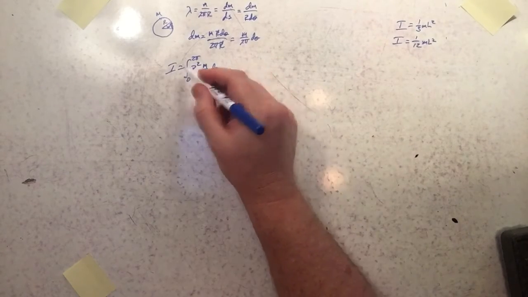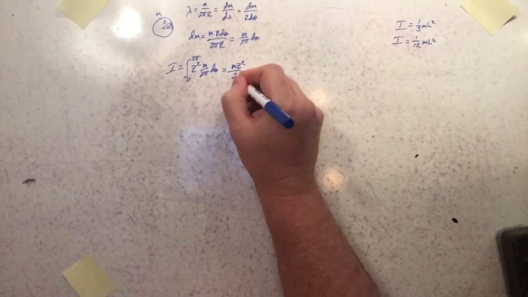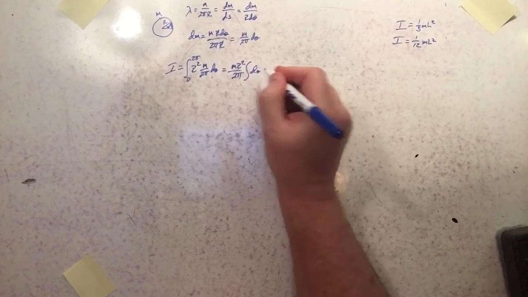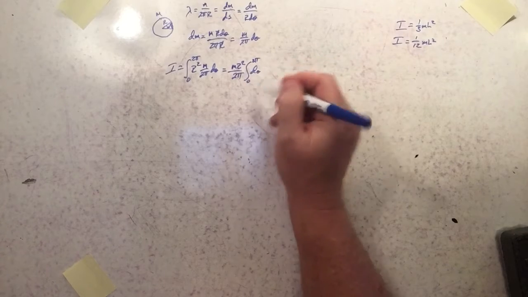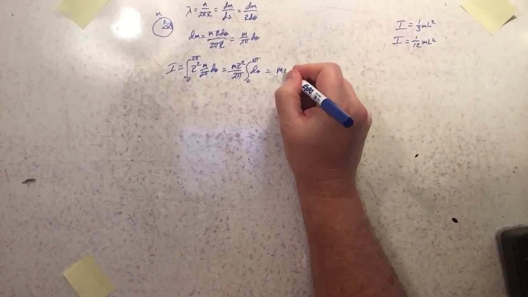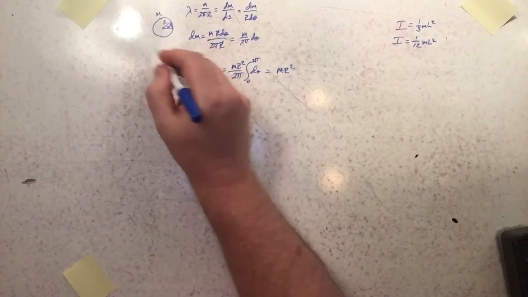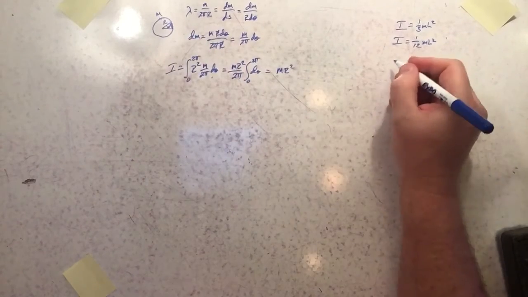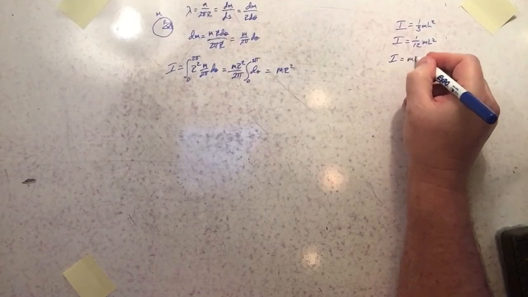And again, when I pull out the constant, it's going to be m r squared over 2 pi. And then when I do the integral of d theta, it's just going to be theta, and I'll evaluate that at 2 pi, so the 2 pi's cancel, so it just produces m r squared. And that's the moment of inertia of a hoop or a bicycle wheel or a ring, whatever you want to call it. So I equals m r squared.